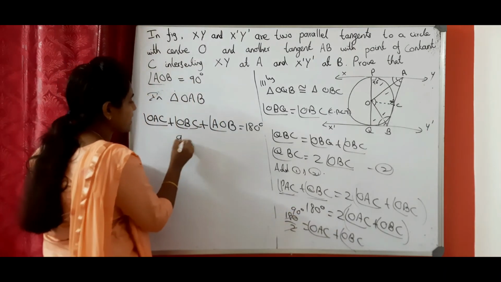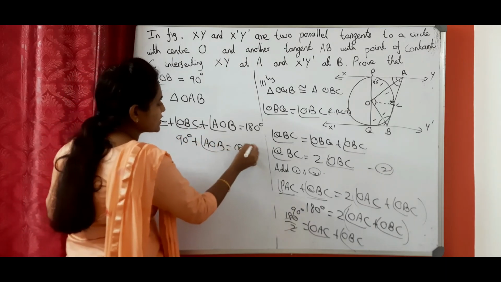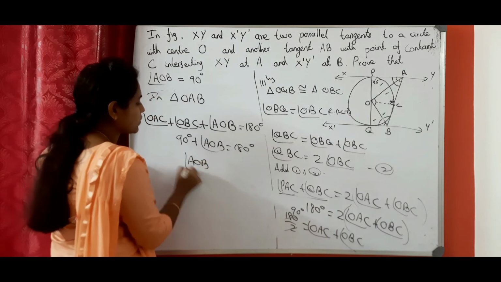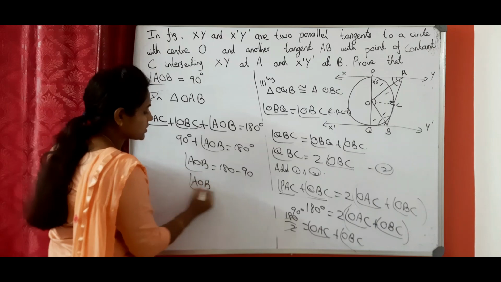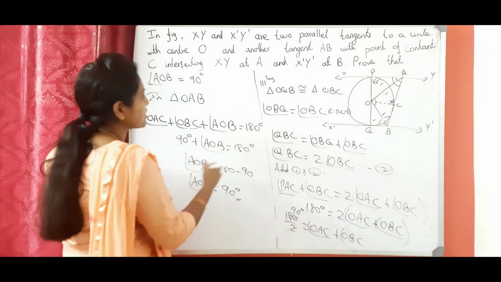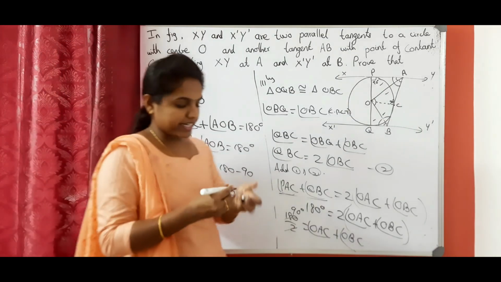So here we can write 90 degrees plus AOB equals 180 degrees. So AOB equals 180 minus 90. So AOB equals 90 degrees. This is the one we needed to prove, right? Angle AOB equals 90 degrees.